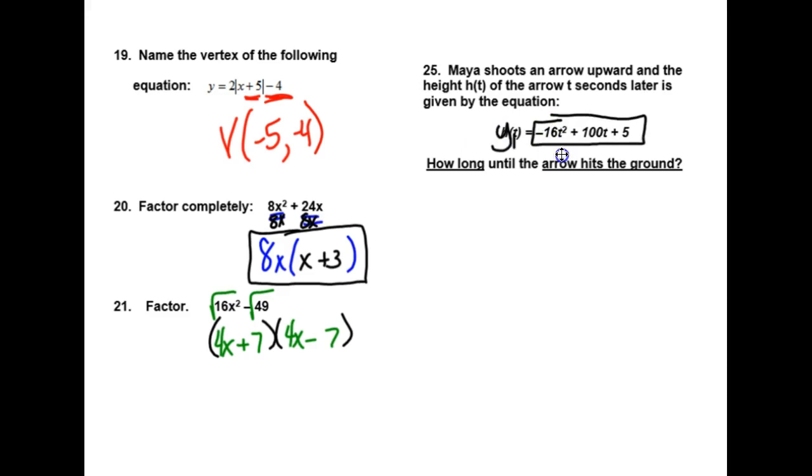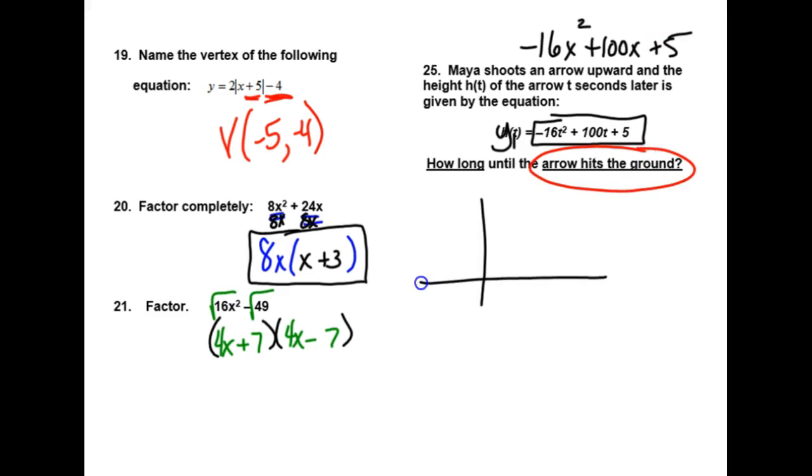This is going to go into y1. Of course, you're going to use x's, though, right? Negative 16x squared plus 100x plus 5. And they want to know when the arrow hits the ground. So you're going to have to mess with your window a little bit until you can get your curve. And it's going to look like this. You need to see when it hits the ground, which means you need to figure out this number right here.